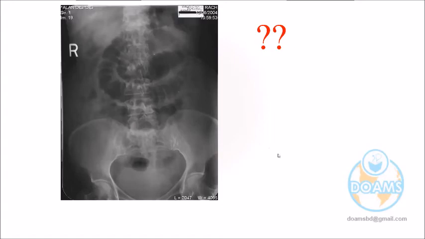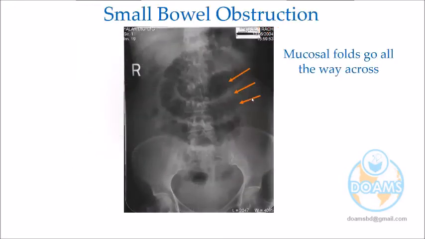Dr. Hind, yes, is it haustration or something else? You see the shadow is visible from this margin to this margin. So is it haustration or something else? It is called valvulae conniventes. It is a small bowel obstruction.